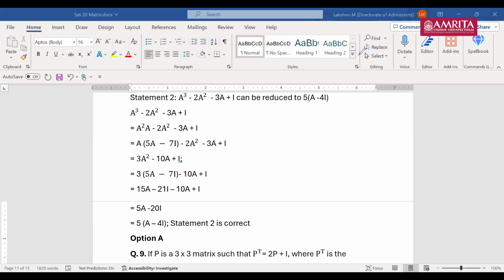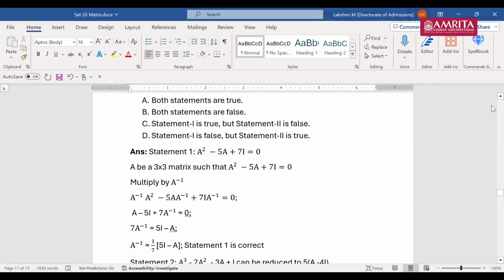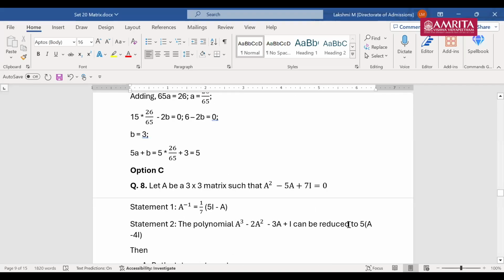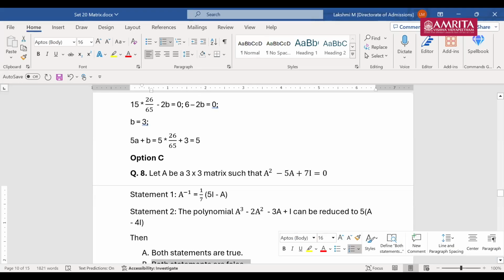Here, what you need to concentrate on is just the reduction till A, because in the options they have given only terms in A. This is what is given. You have to reduce it to 5A minus 4I. Okay, I think it's minus only. And you have this equation, a 3 by 3 matrix, A square equal to minus 5A plus 7I. You can write A square equal to 5A minus 7I. You can substitute it until you get it in terms of A.